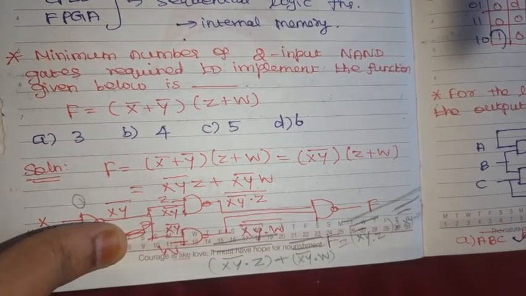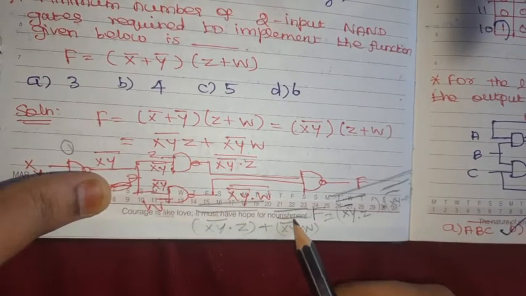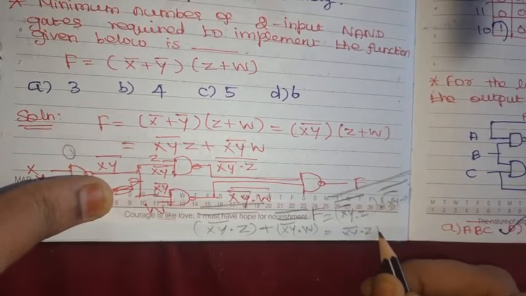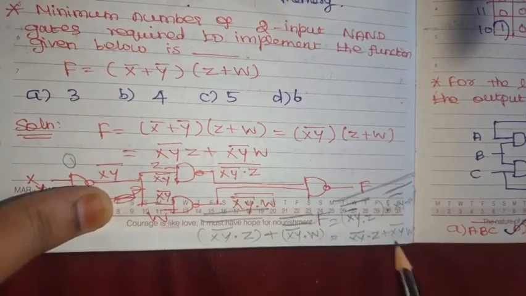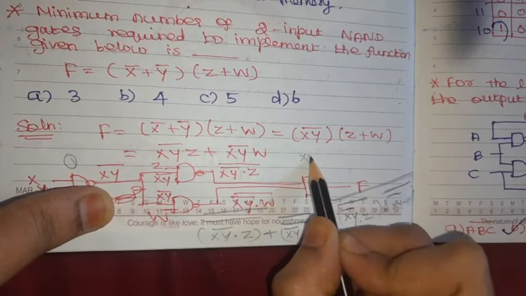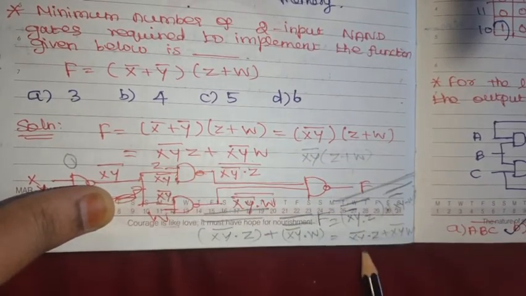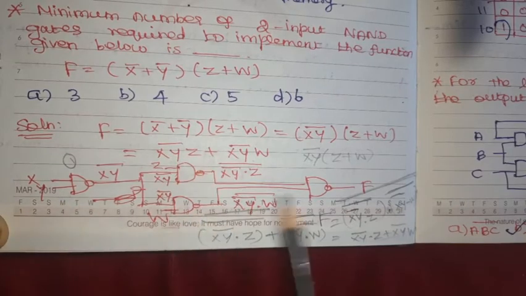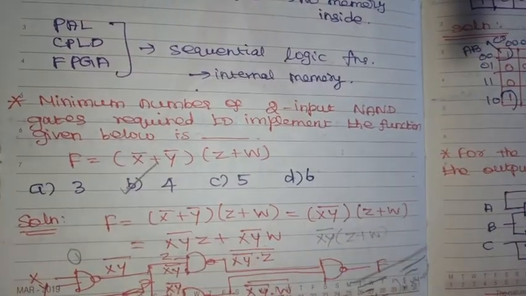Can you understand, guys? The double bar gets cancelled. So the result is finally xy bar z plus xy bar w. Taking xy bar common, we get z plus w. So we are using 1, 2, 3, 4 NAND gates to realize this Boolean function. Option B, 4, is the right option.